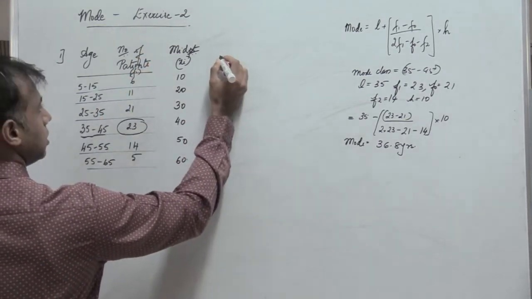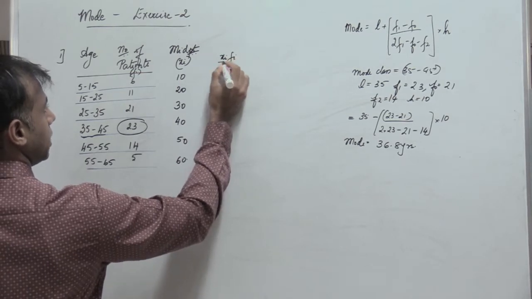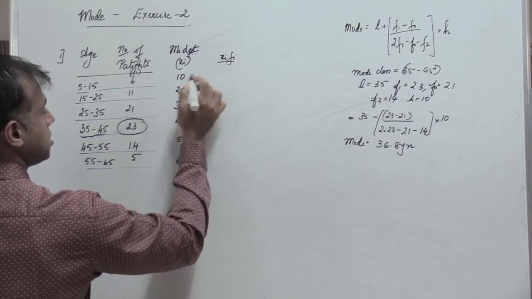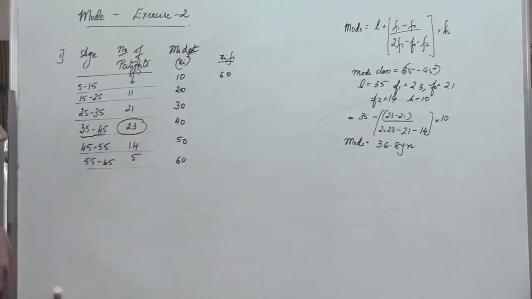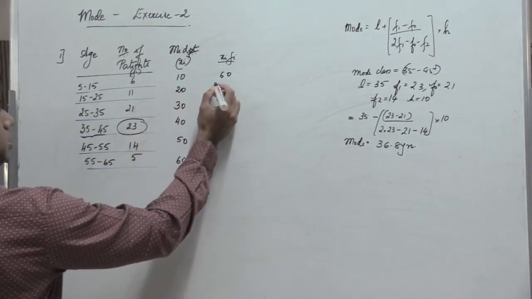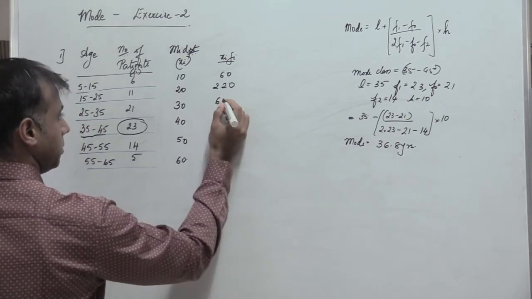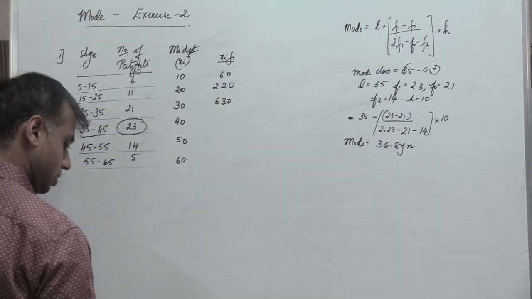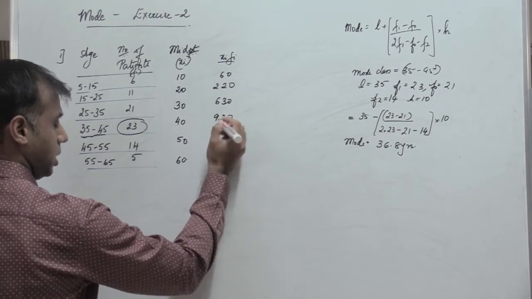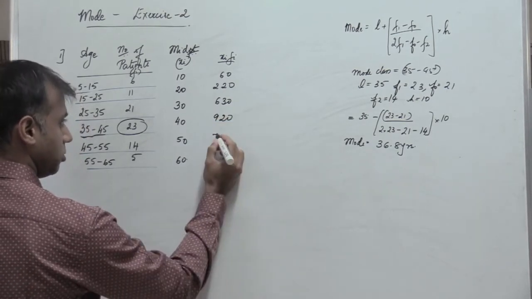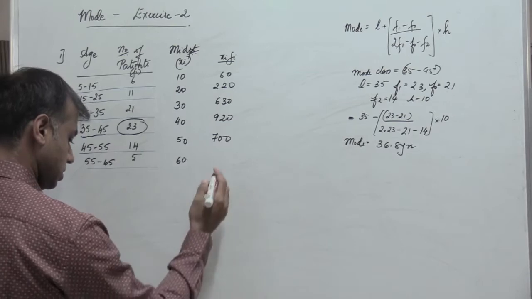So find out xi into Fi. So multiply these two, so we get 6 into 10 is 60, 11 into 20, which is 220, 21 into 30 is 630, 40 into 23 is 920, next 14 into 50 is 700, and then 5 into 60 is 300.